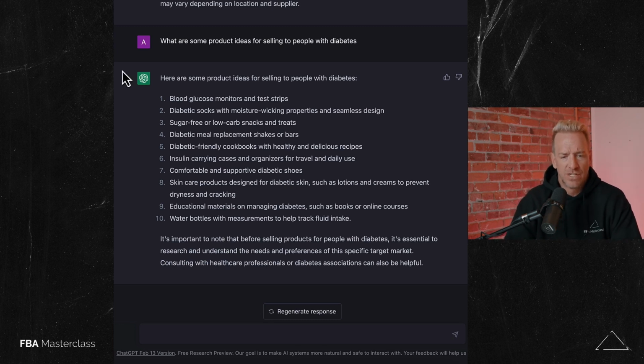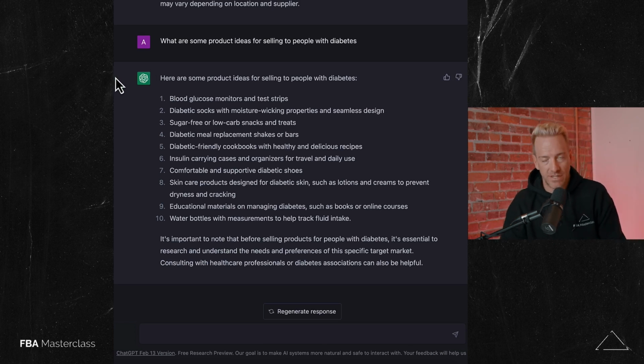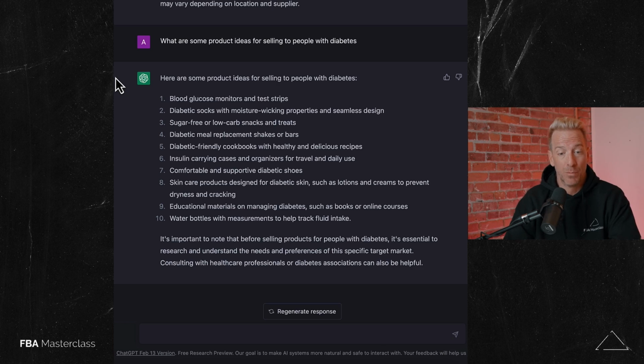So there's some really interesting ones here that I had never heard of and never thought of, like insulin carrying cases. Throw that in your tracker. This one's super unique and I never thought about this, which is water bottles with measurement to help track fluid intake for people with diabetes. So you can also use prompts for people with actual challenges or problems or pain points.